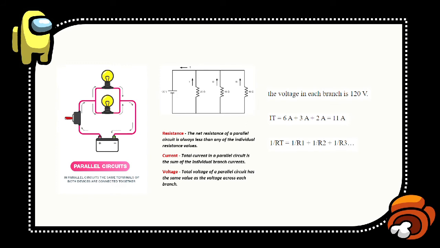So proceed to parallel circuits. In parallel circuits, the same terminals of both devices are connected together. And same as the series circuit earlier, there are 3 fundamental relationships concerning voltage, current, and resistance. In a parallel circuit, each load resistor acts as an independent branch circuit, and because of this, each branch sees the entire voltage of the supply.